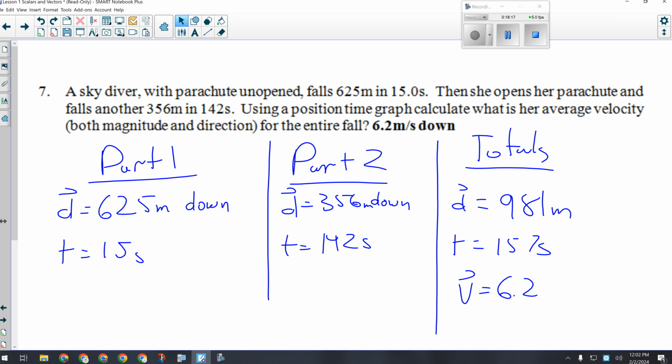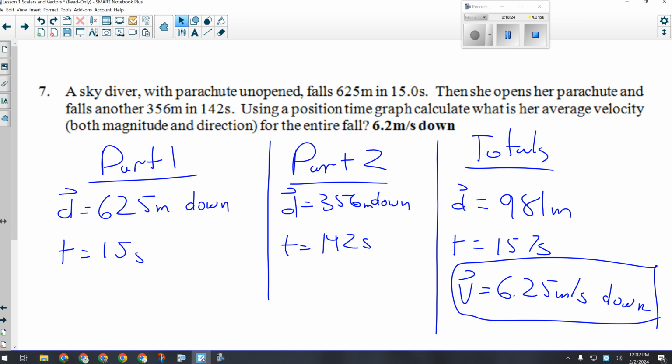What am I missing when I say that? Down. Yeah, exactly. I need to have a vector on that. They did ask for the direction for the velocity. Okay, is that ringing a bell?